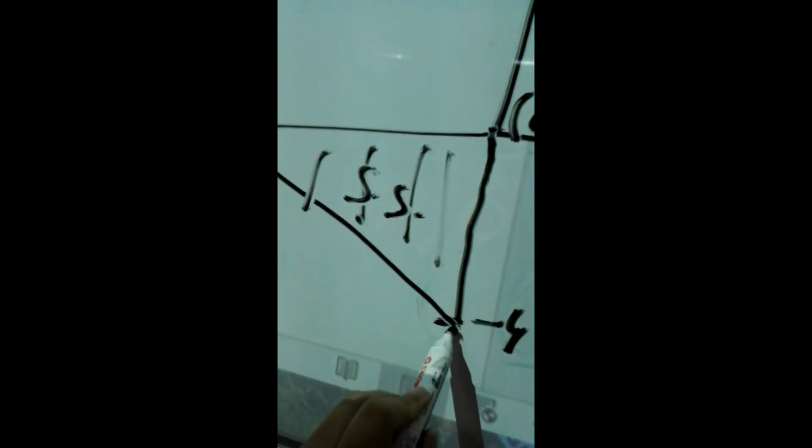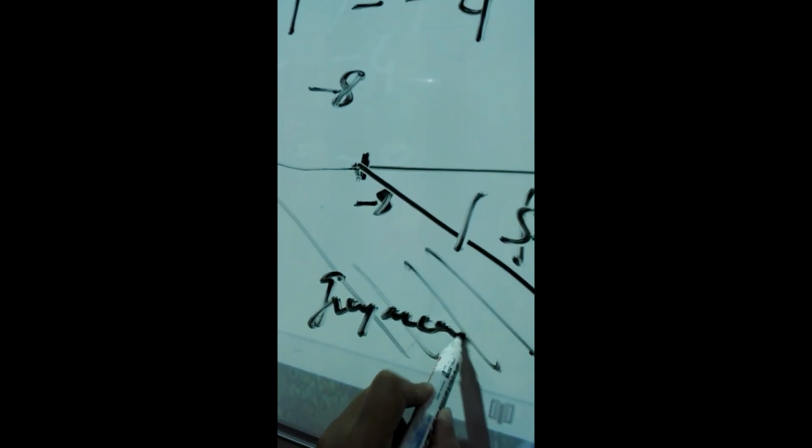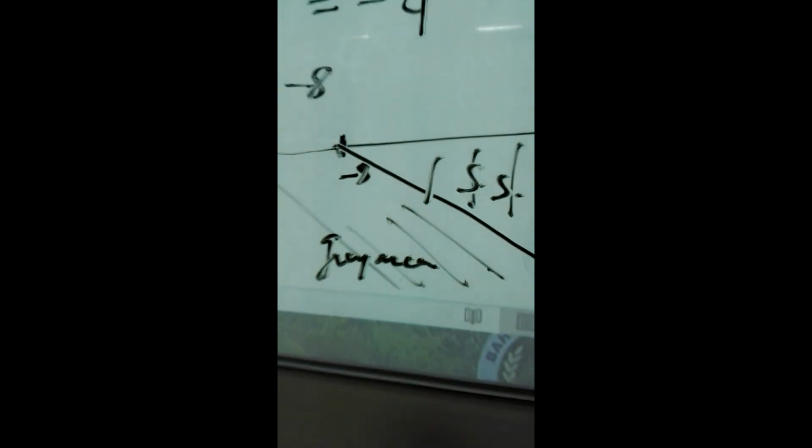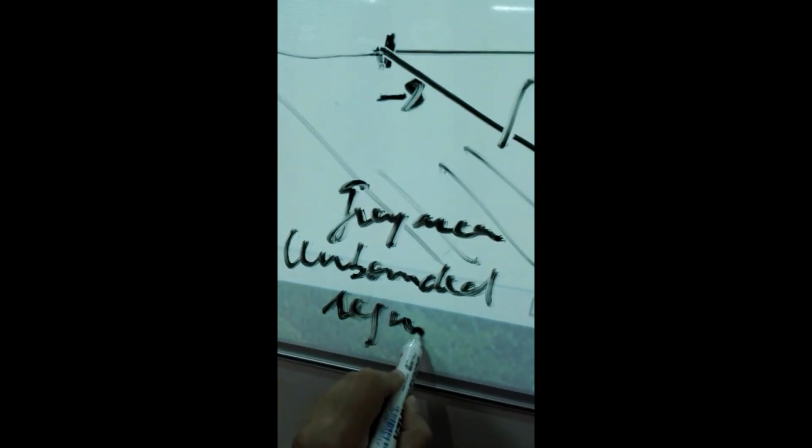However, this part, which is extending down, would all be the gray area. And in the gray area, we can't really define how much to exclude in this case. So this gray area would be the unbounded region. Unbounded because we can't determine how much to exclude. So this is going to be an unbounded region.